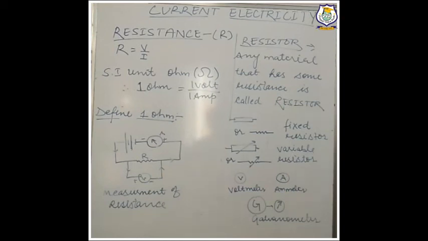Now what is the difference? It is a very common difference. Fixed resistor means whose value is fixed. We cannot change the value of that resistor in a circuit. And variable resistor is one whose value can be changed. And in a circuit the variable resistance is applied through a rheostat.